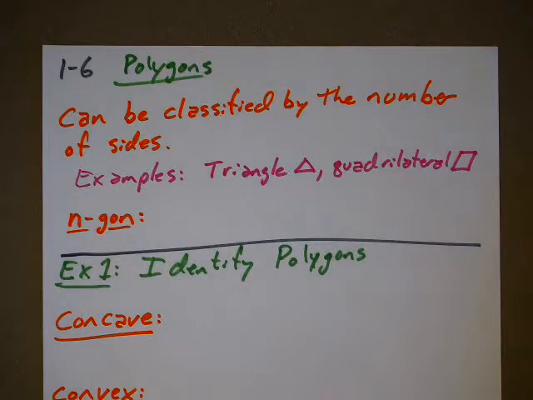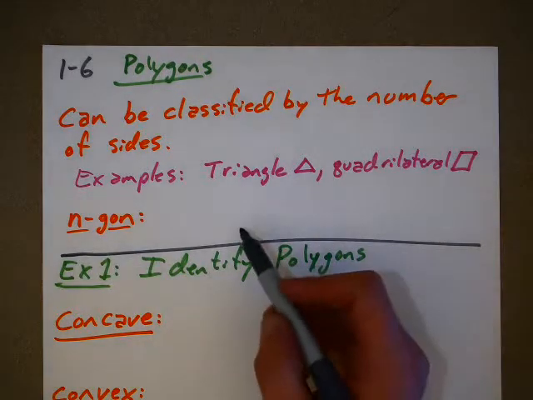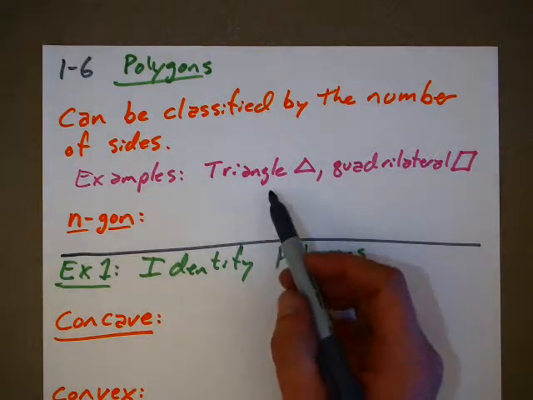Today we're going to start talking about polygons. The first thing we're going to do is talk about how to classify polygons, and the first way is classifying them by numbers. This is the thing that we already know: classify polygons by number of sides.